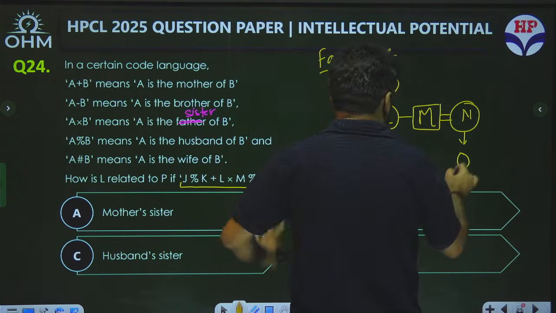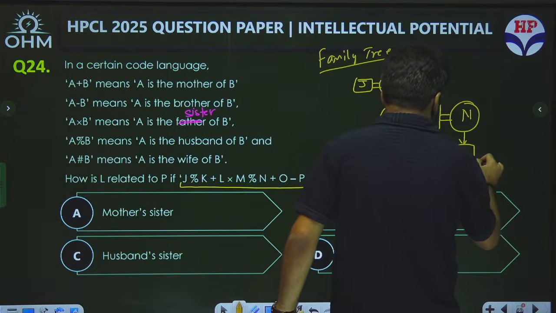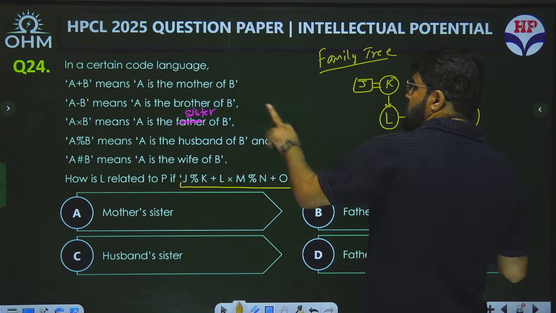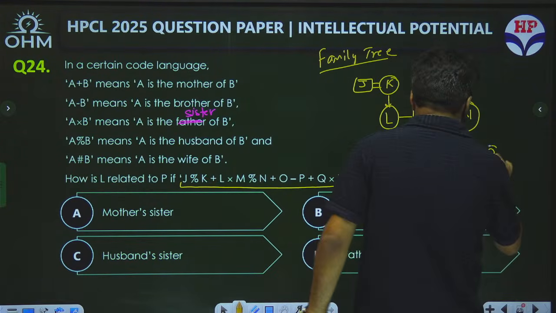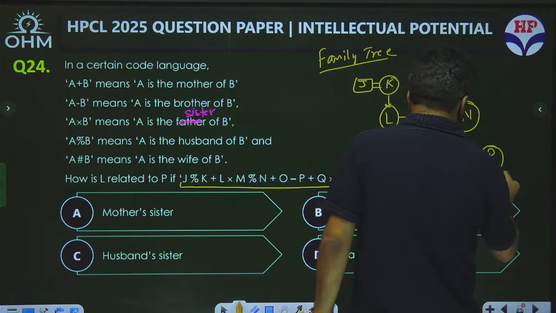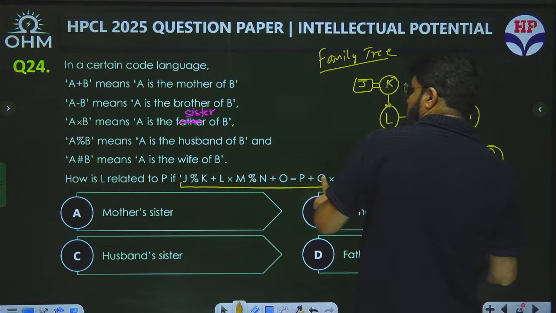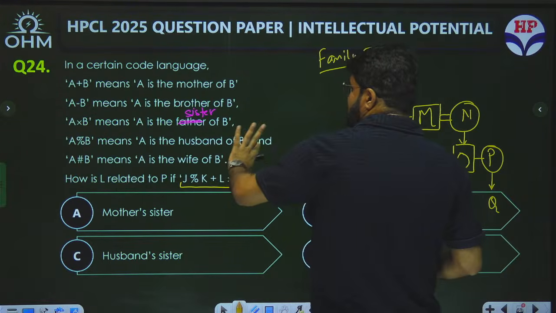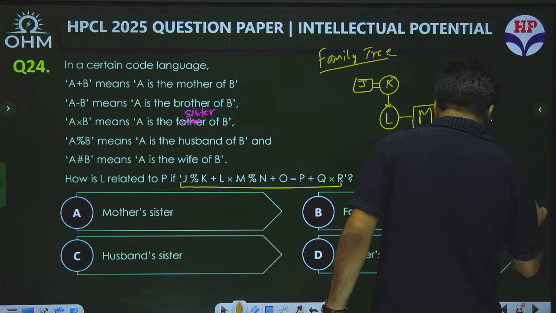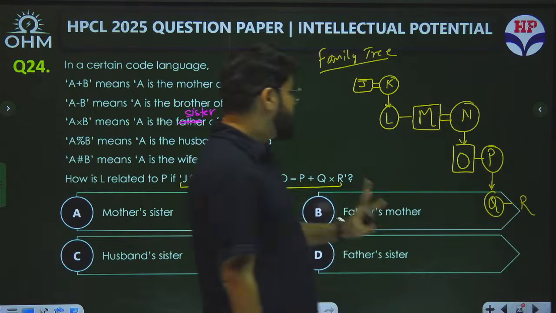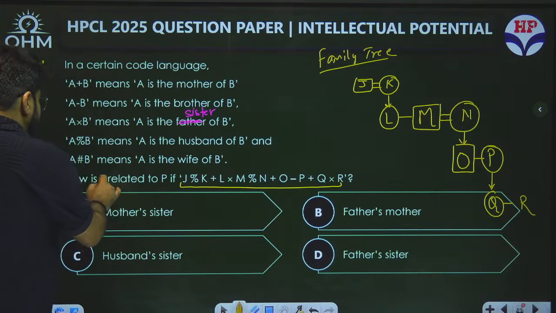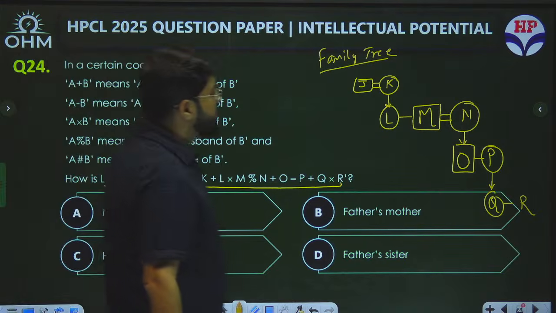Minus is brother, so O is the brother of P. P plus Q. Plus means again mother, so P is the mother of Q. Q into R, and into again means sister, so Q is the sister of R. This much. R's gender is unknown, no problem, because we only want the L to P relation.